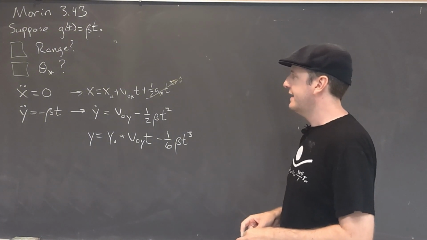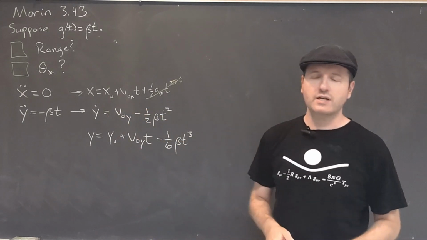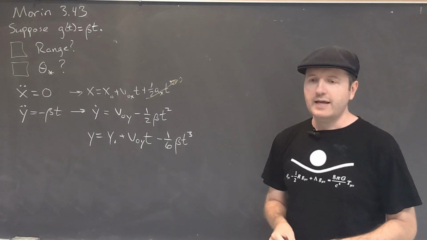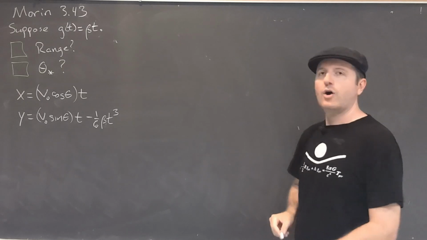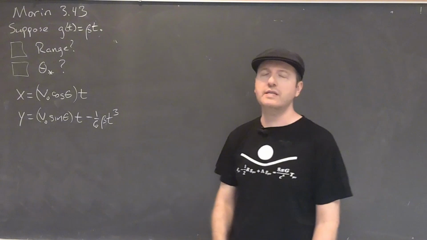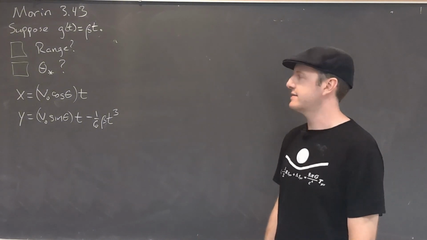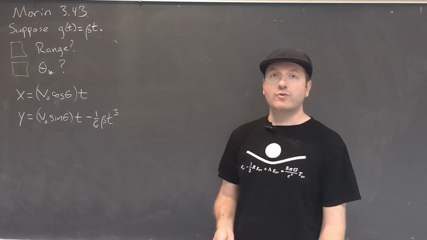Now let's go ahead and choose our origin so that x naught and y naught are both 0. It's just convenient to do that. And we'll try to figure out how to calculate the range. Okay, so here are our kinematics equations. I went ahead and decomposed the initial velocity into its x and y components with sine and cosine. So now I want to find the range.